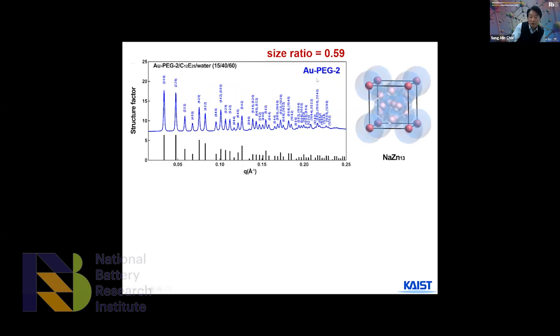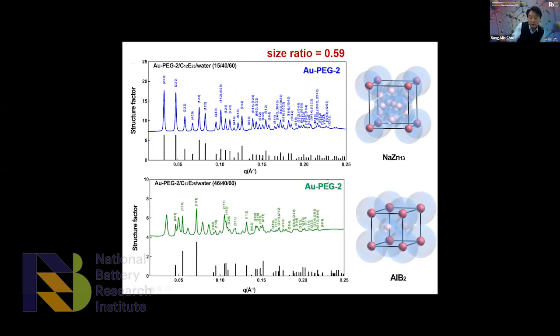And for the PEG2 particles, this is indexed with the AB13 structure, the NaZn13 structure, which is highly ordered. Now, PEG2 at the 46% amount ratio, it is not the percent, it's the amount, and then it forms the AlB2 structure. In fact, in these cases, there's a mixture of AlB2 and NaZn13 structures.